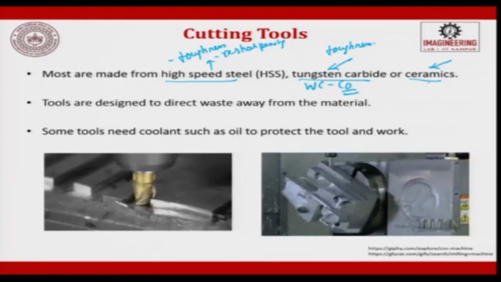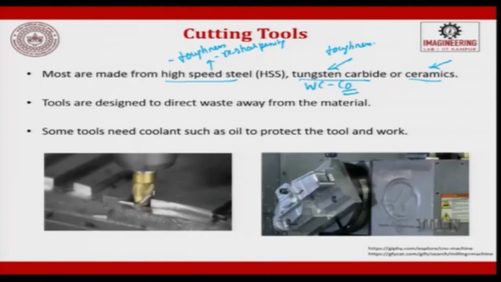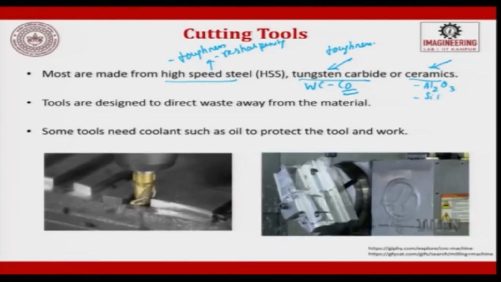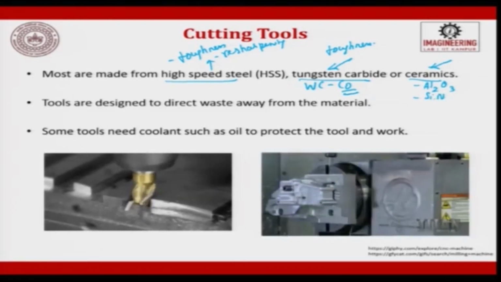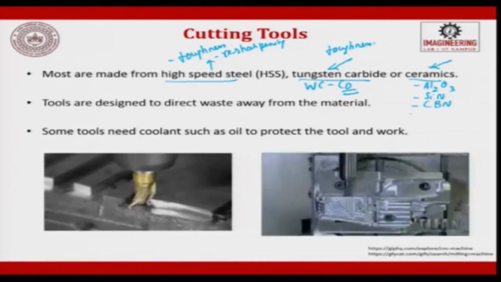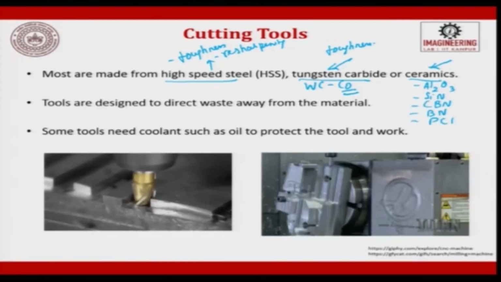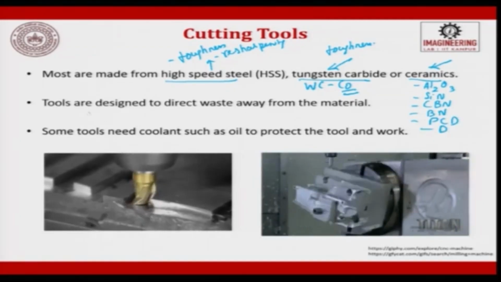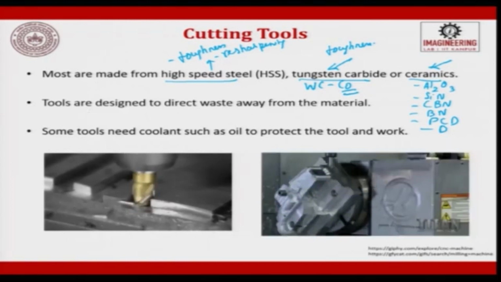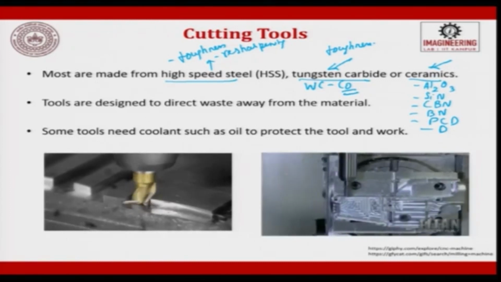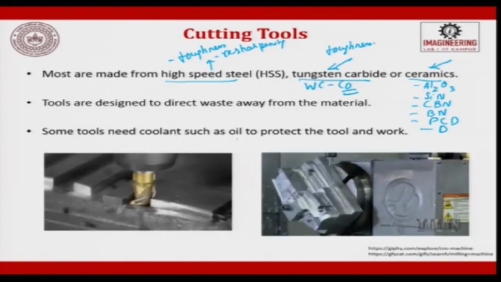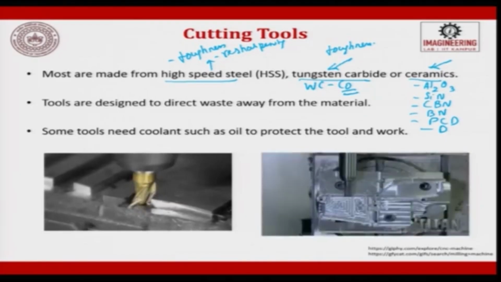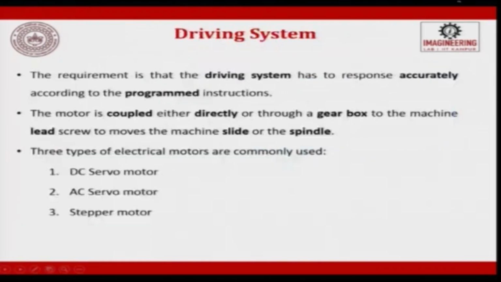Wherever there is going to be a continuous cut and heat is going to be generated, we go for ceramic tools. You have alumina tools, silicon nitride, CBN or boron nitride, polycrystalline diamond, and diamond. All these fall under ceramics, and we use them for machining. The tools are designed to direct waste away from the material. Some tools need coolant such as oil to protect the tool and the workpiece, to remove the heat and reduce the friction so that the tool lasts a longer time.